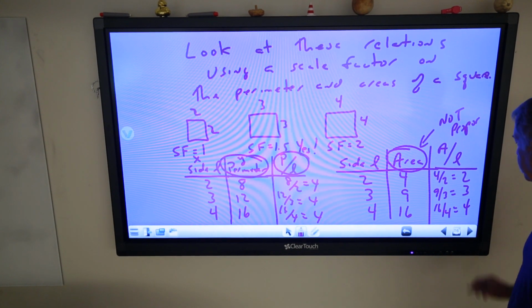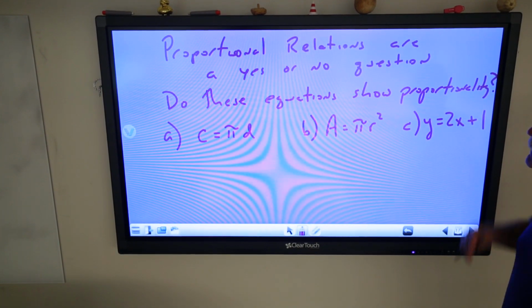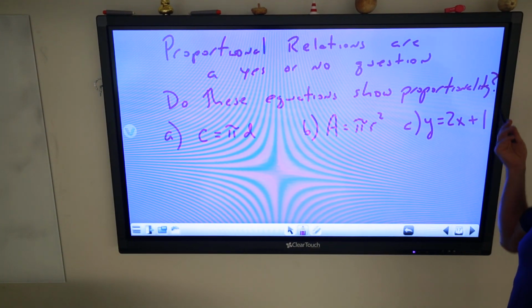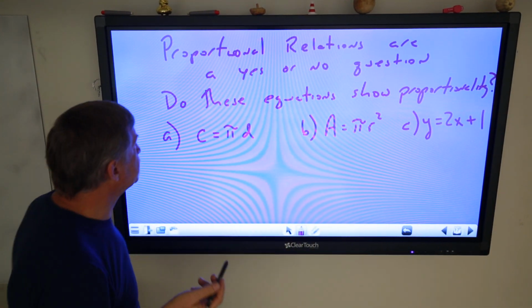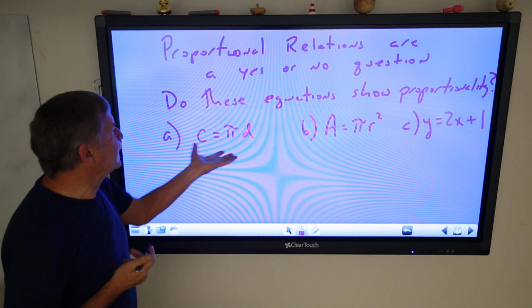Right? You're being asked a yes or no question here. Do these things show a proportional relationship? All right. We can do it by equations.